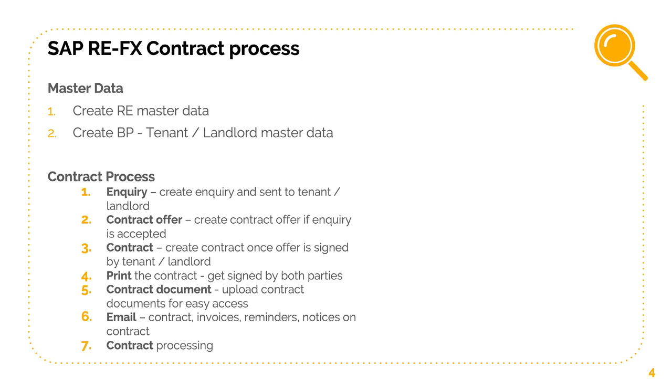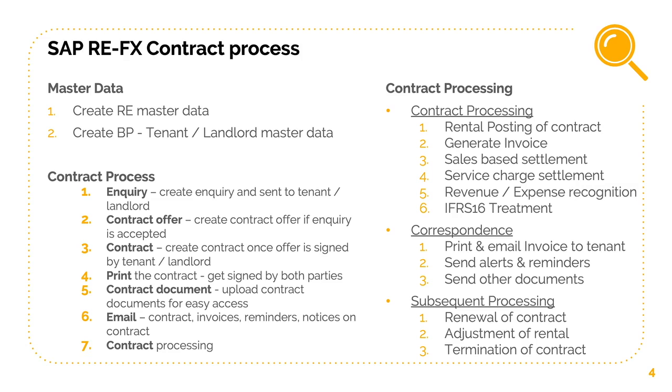We can email all the contracts, invoices, reminders, notices, everything to the tenant or landlord, and then we go to the contract processing. So in contract processing there are 3 steps. One is contracts processing, which generally happens on a monthly basis, but it really depends on the company's own policies. So the first is rental posting of a contract.